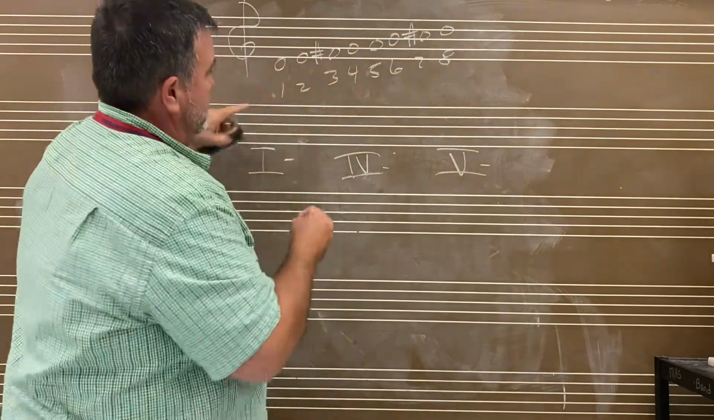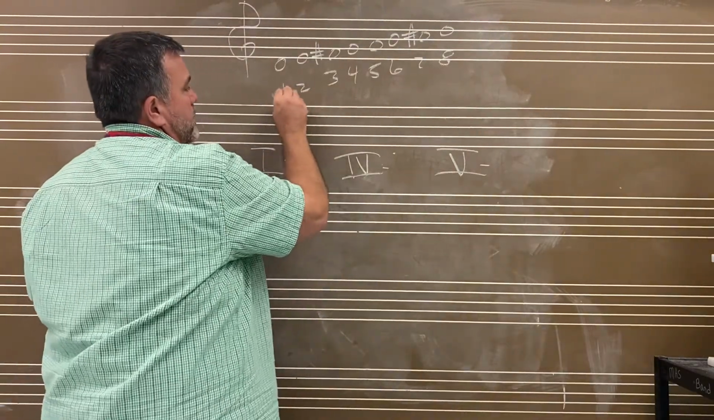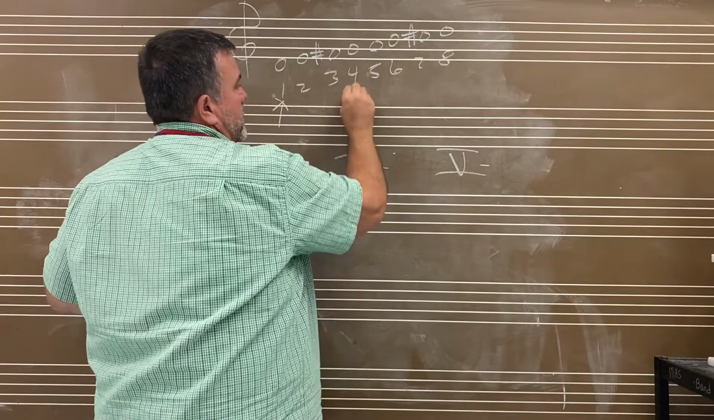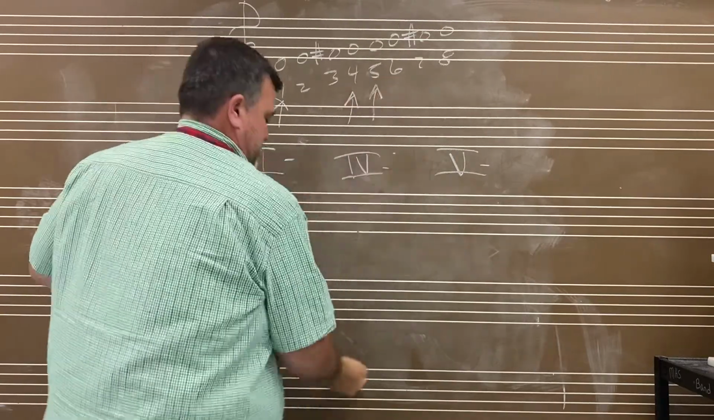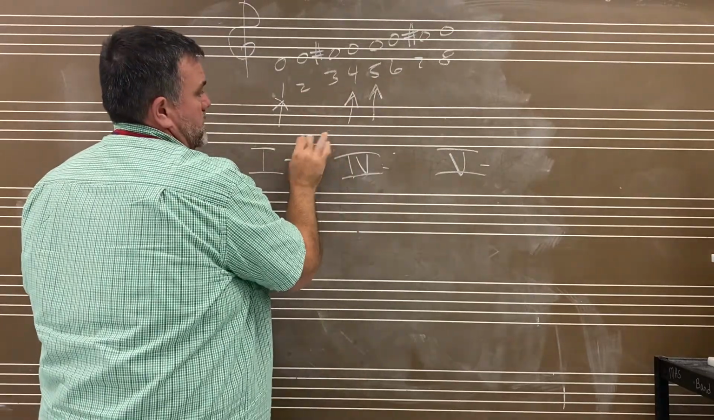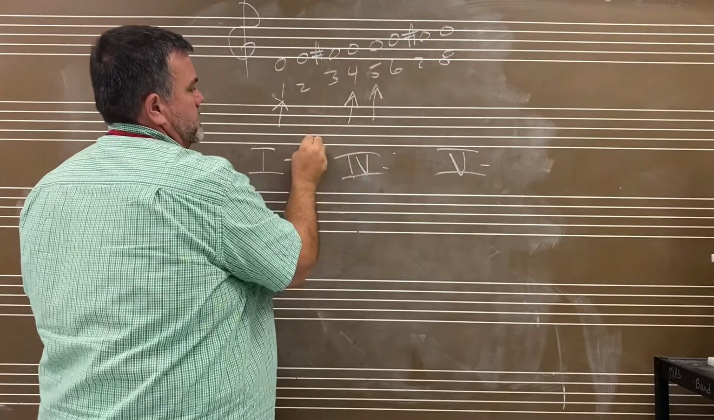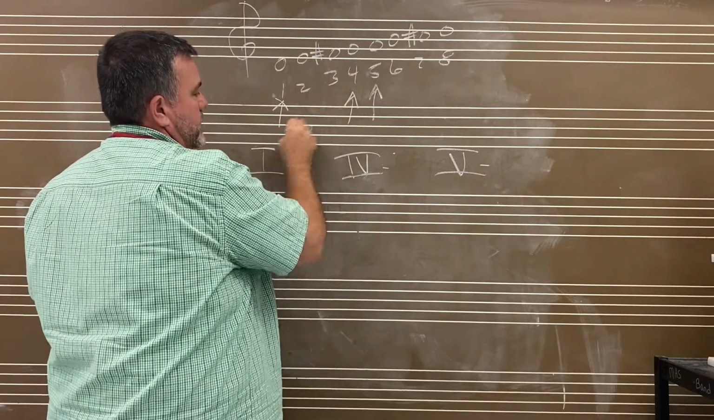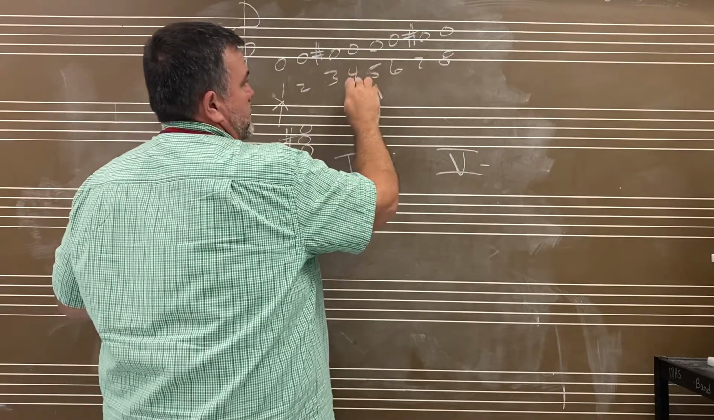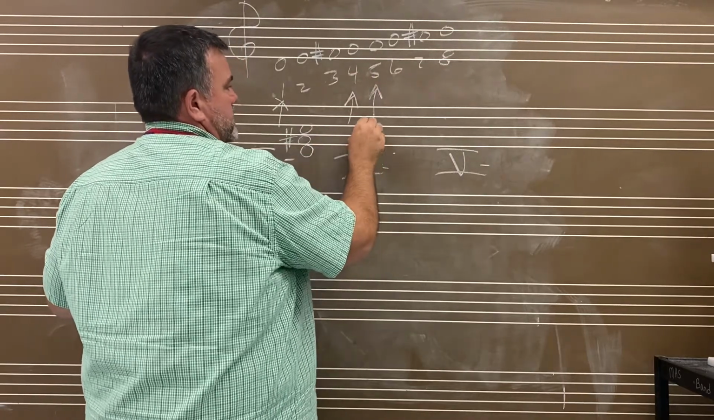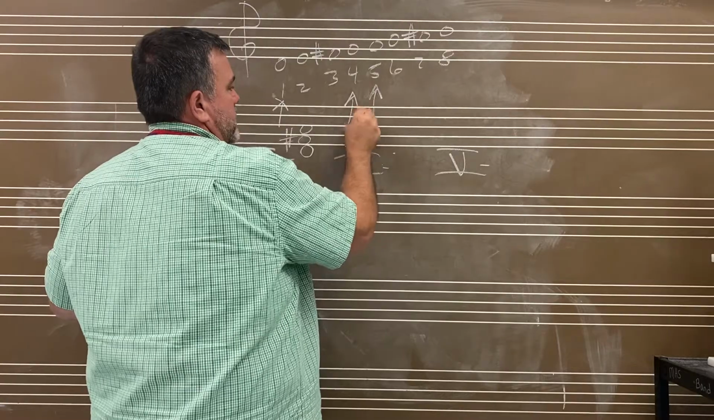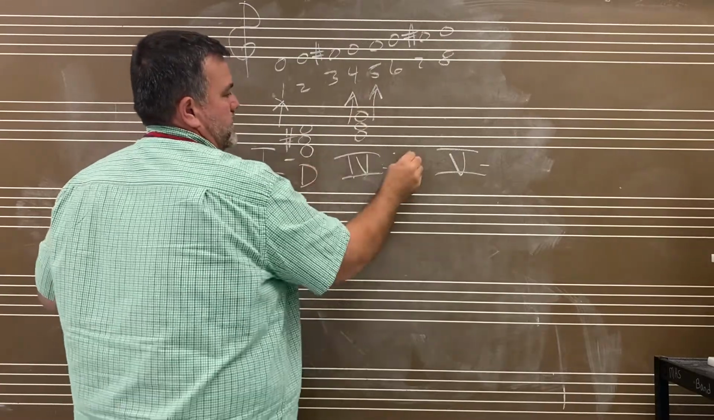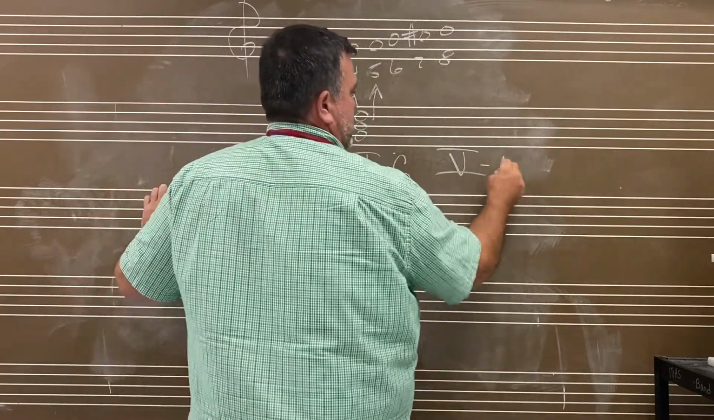Okay, so that's your 1 chord, your 4 chord, your 5 chord. So 1, 3, 5 for alto bari: D, F sharp, A. Your 4 chord, 4, 6, 8, is G, B, and D. And then your 5 chord is an A.